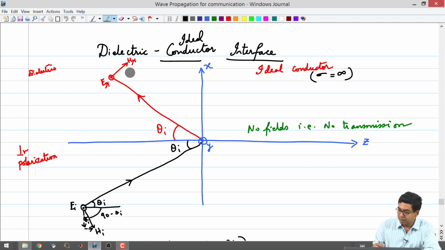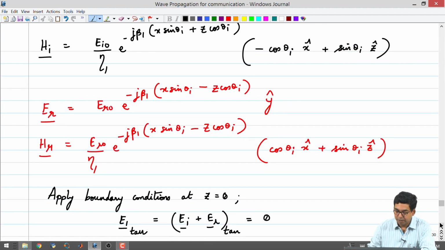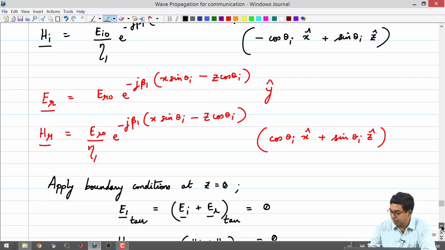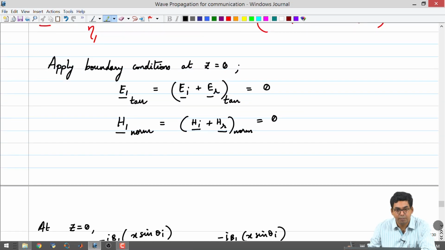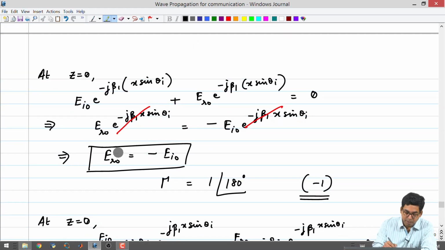We proceeded to write down the expressions for the incident fields, which was identical to the case of the dielectric interface. Once we wrote that down, we wrote down the expressions for the reflected field in the way that we have assumed, and we applied some boundary conditions on the interface. Tangential components of the E field are continuous, normal components of the H field are continuous. Once we did that, we were able to obtain that E_R naught, the reflected electric field, is flipped in sign with respect to E_I naught.